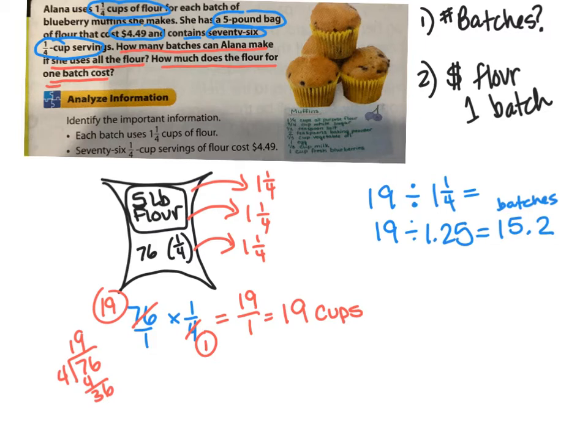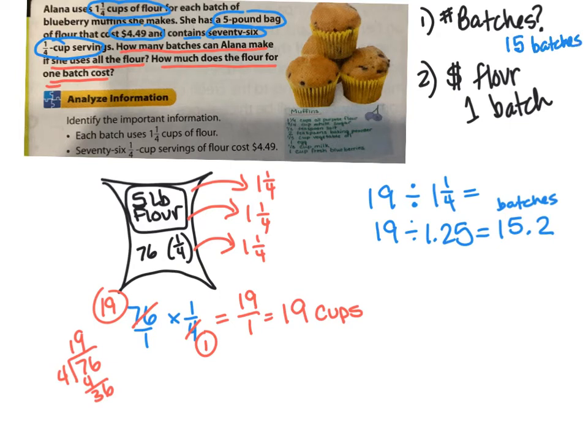And they were asking, how many batches can she make? So we're just going to have to drop that 0.2 off there. She's going to have a little flour left over. We can't use that for another batch. How many full batches can she make? 15. So that answered this question. 15 batches, with a tiny, tiny, tiny bit left over, not enough for another batch.